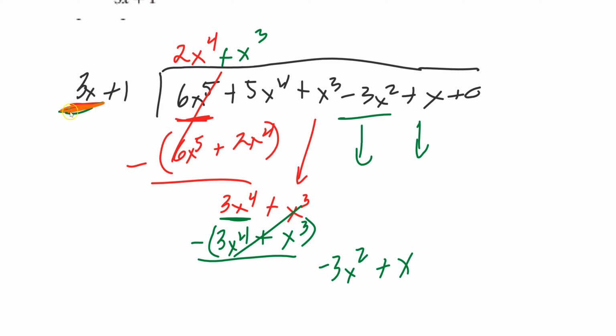And then we do the exact same thing. What do you multiply 3x by to get negative 3x squared? That would be negative x. So negative x times 3x is negative 3x squared. Negative x times 1 is negative x. Subtract.